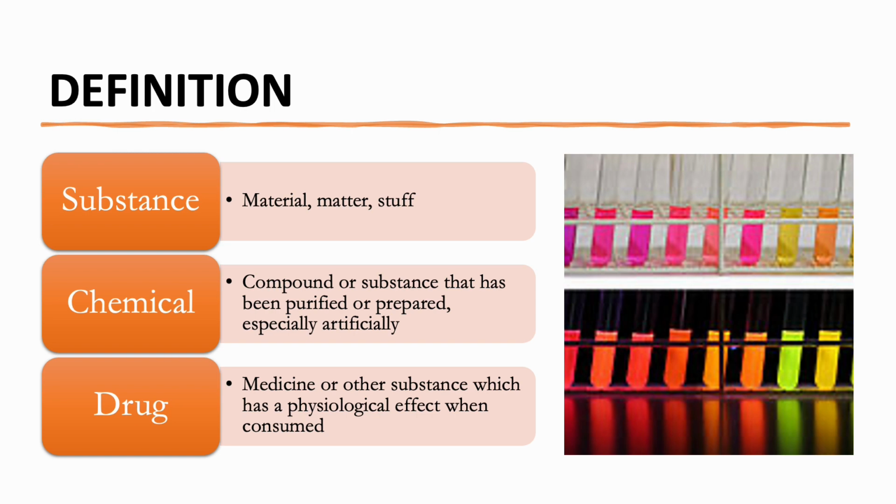Much of the confusion about the term substance use is that substances are such a broad classification of stuff. The term generally refers to any kind of matter or material. If this matter has been artificially manipulated, purified, combined, or altered, it's referred to as a chemical. The term drug broadly includes medications and other substances that have physiological or psychoactive effects when introduced to the body.